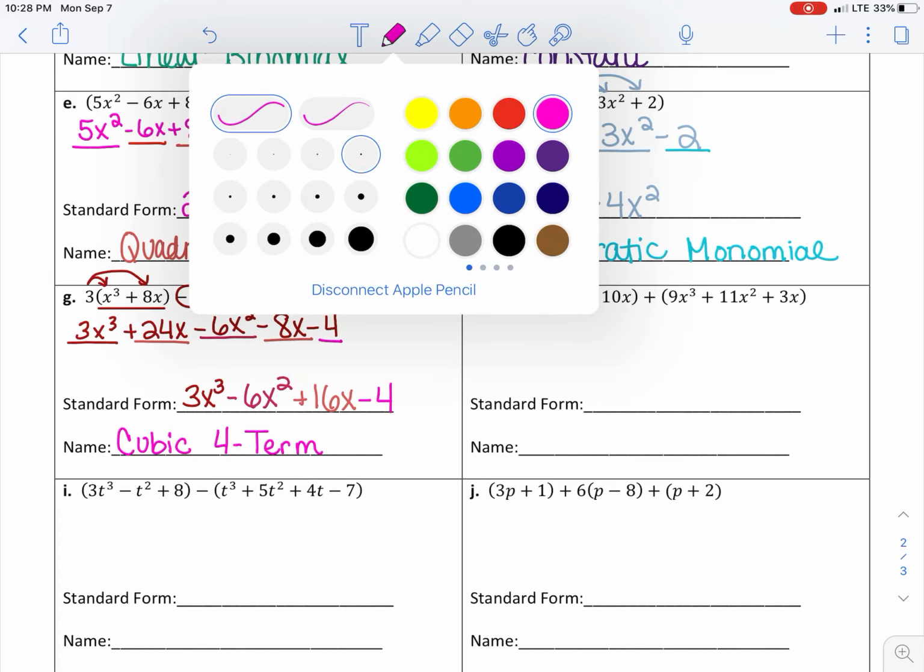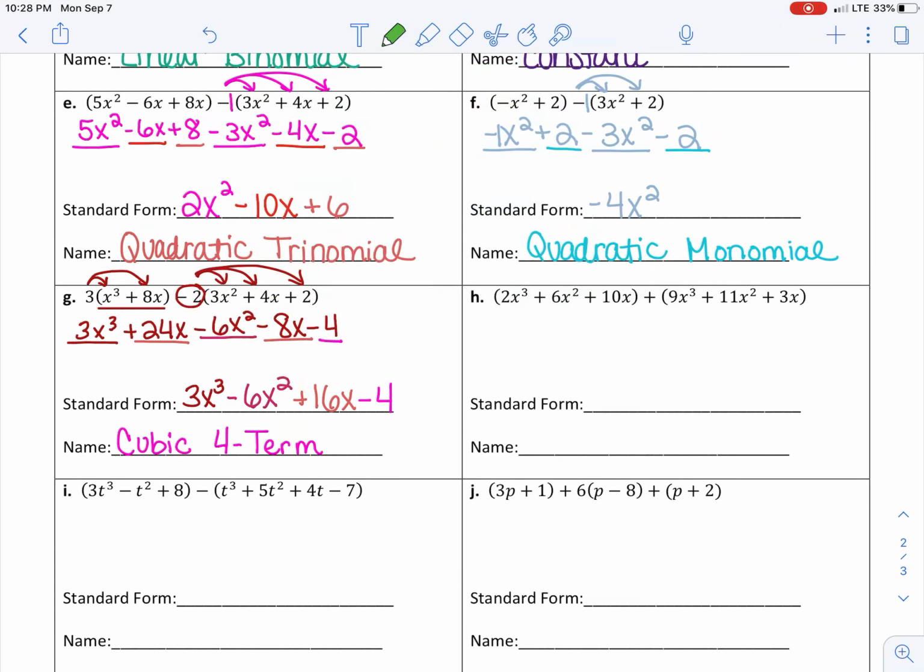Okay, let's go ahead and look at H. So with H, again, we have this positive sign here. We don't have a number in front here, and we don't have a number in front here, so we're not distributing anything. Whenever you have that positive sign, all you have to do is basically rewrite everything out without the parentheses, because they are unneeded in this situation.